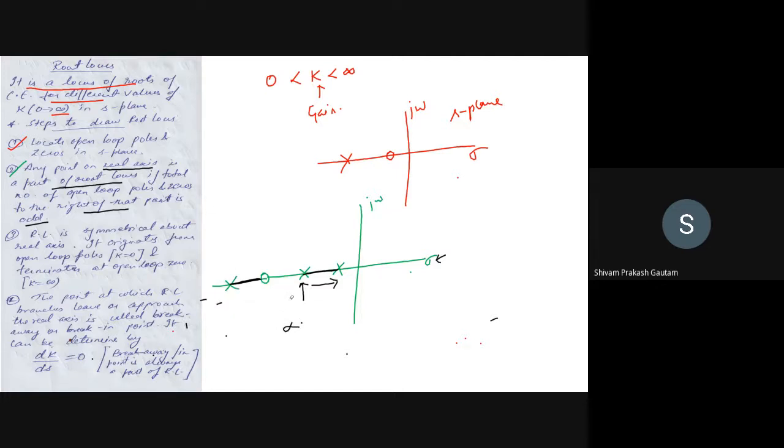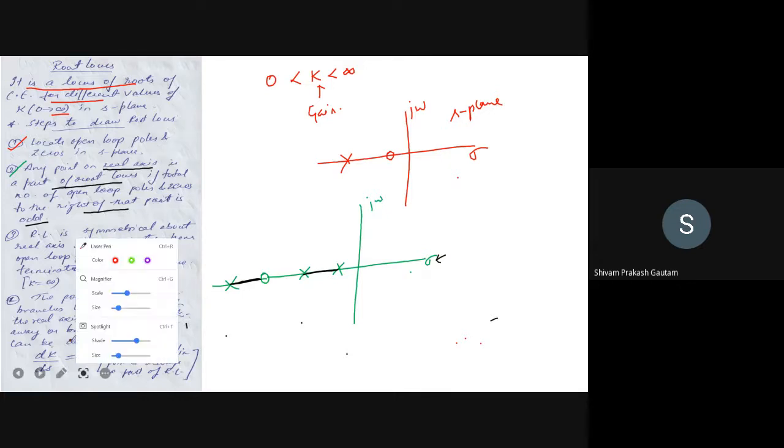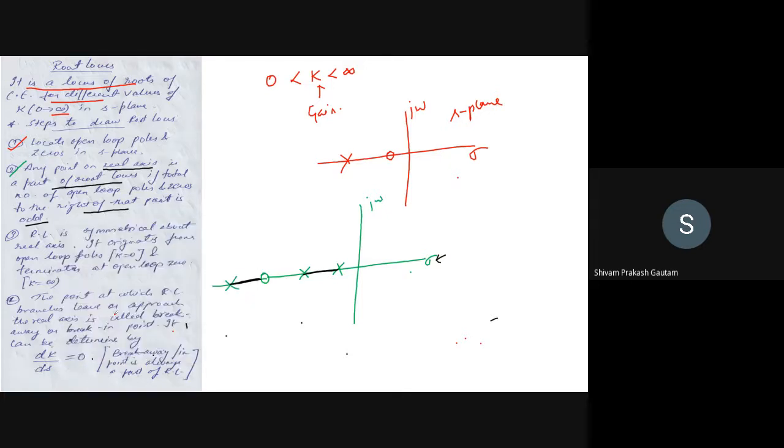So what we have discussed from step number 2 is that this real axis will be part of our root locus. So this is step number 2 that we have seen, right?